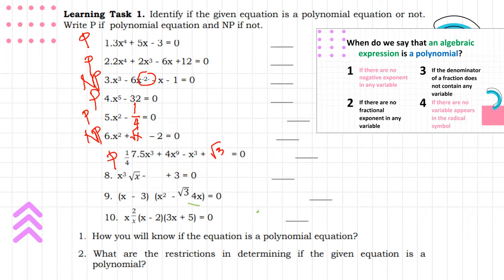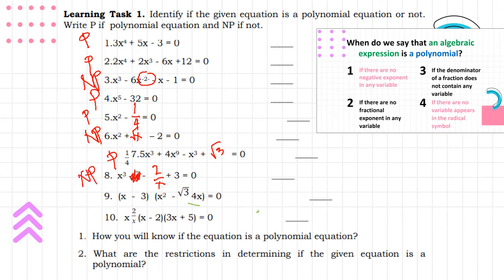Then, for number 8, we have x cubed. Ito hindi ito kasama. X cubed minus 2 raised to 2 over x plus 3 is equal to 0. Mapapansin natin, itong number 8 natin, meron tayong fraction. And sa baba ng fraction, sabi dito, the denominator does not contain any variable. So, yung denominator natin may variable. So, that means this is not a polynomial.